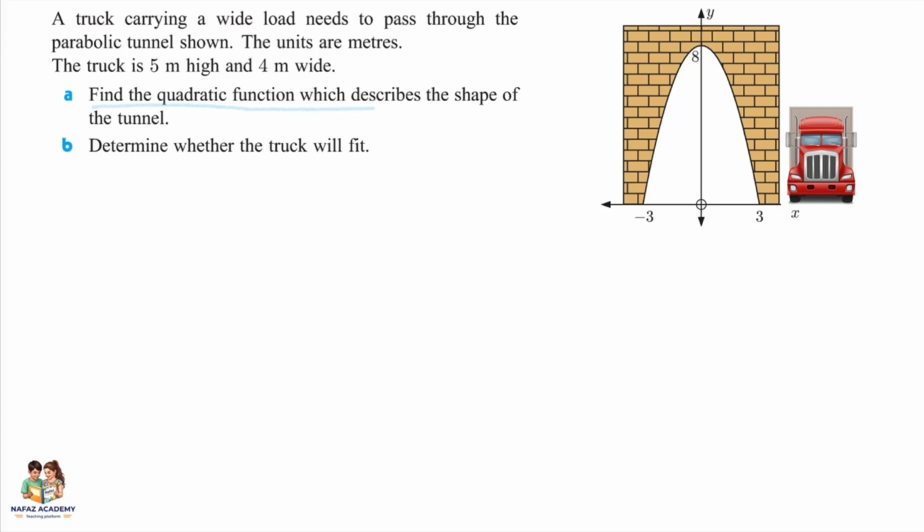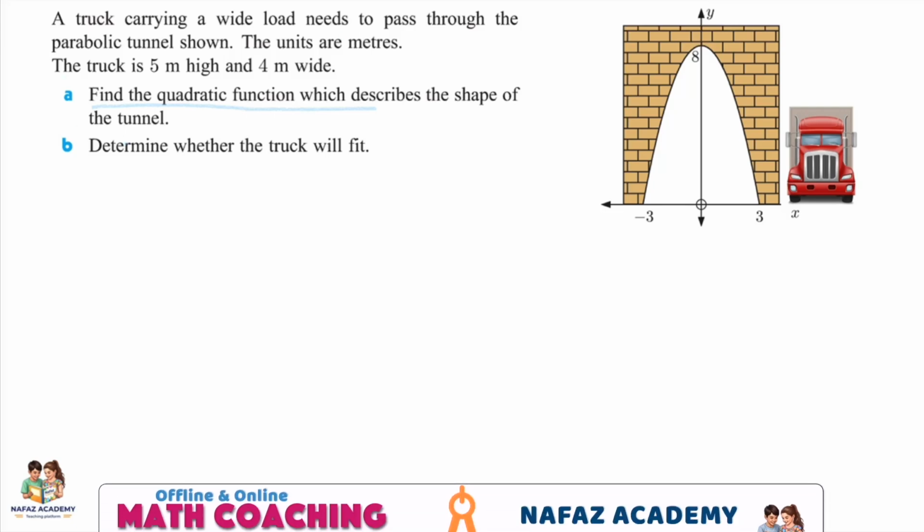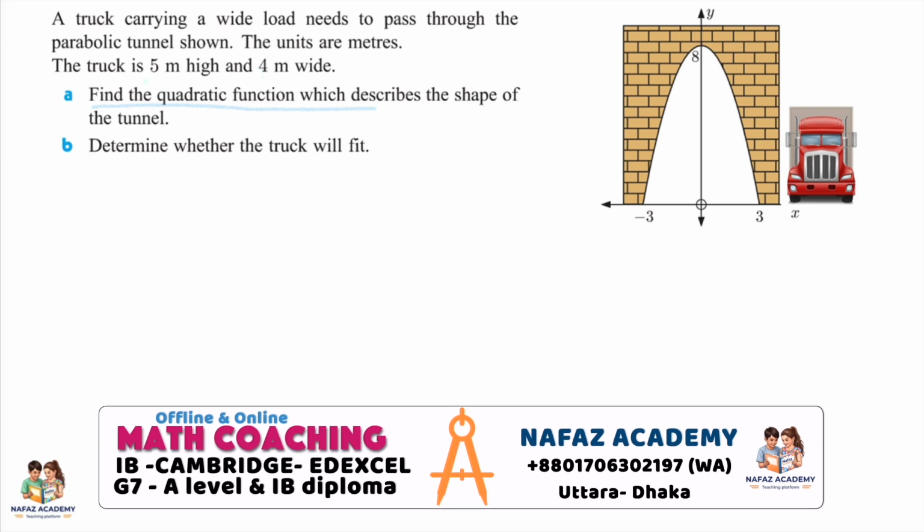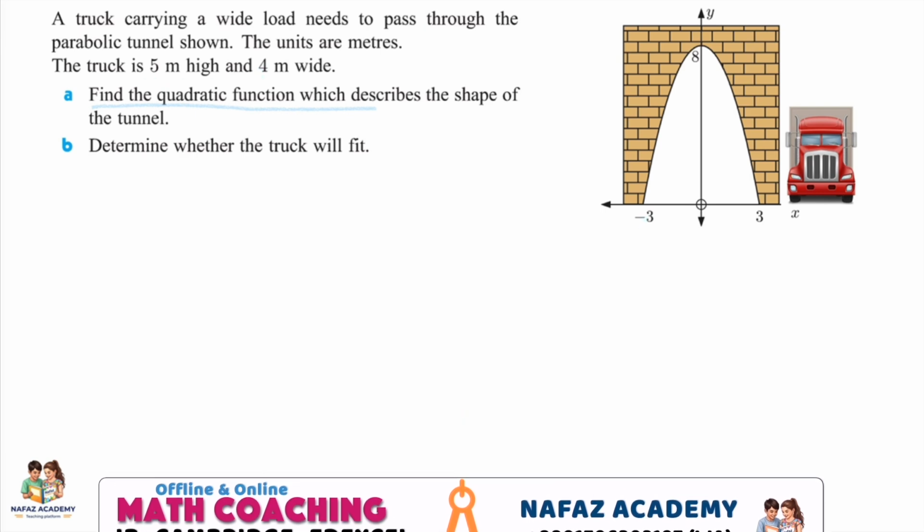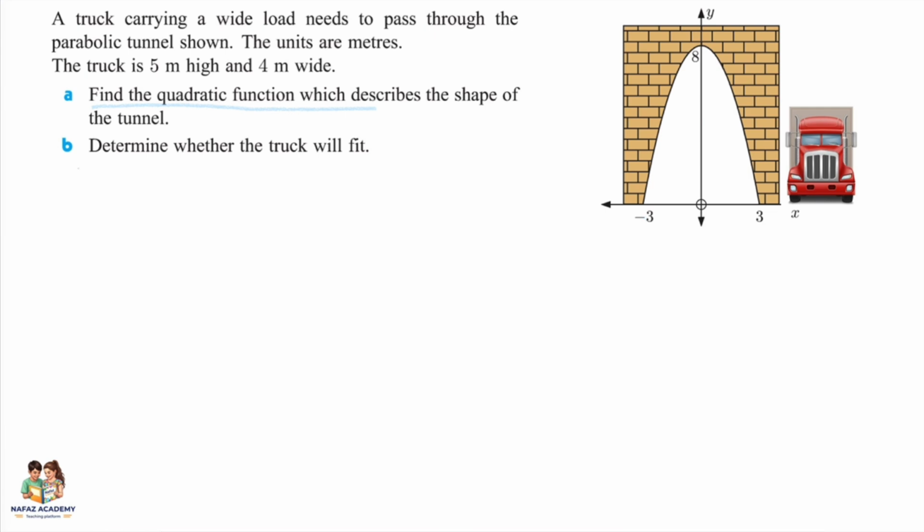Here is another word problem. A truck carrying a wide load needs to pass through a parabolic tunnel. Here is the parabolic tunnel. The tunnel height is 8, that means at x value 0, y equals 8. The units are meters, and there is another truck here. The truck height is 5 meters and width is 4 meters. The question is: find the quadratic function.